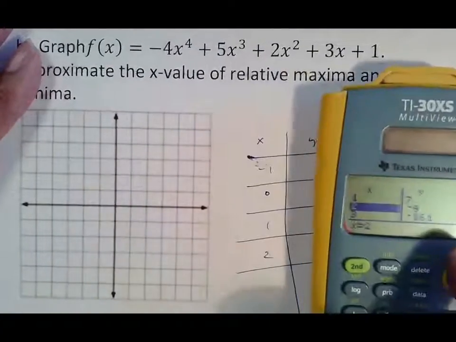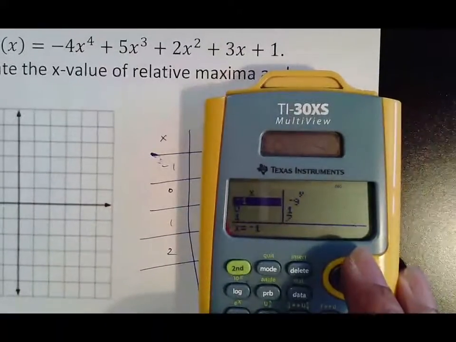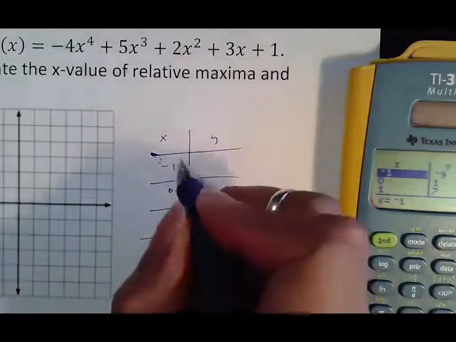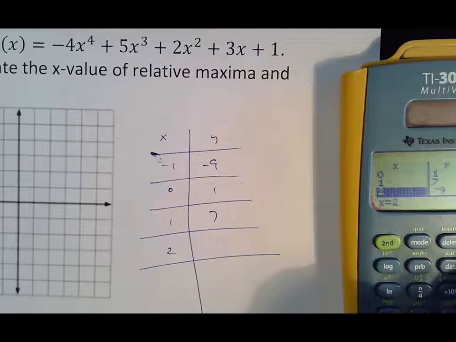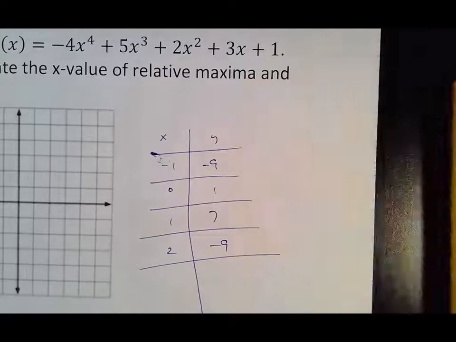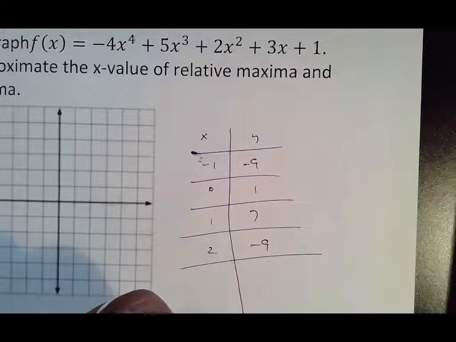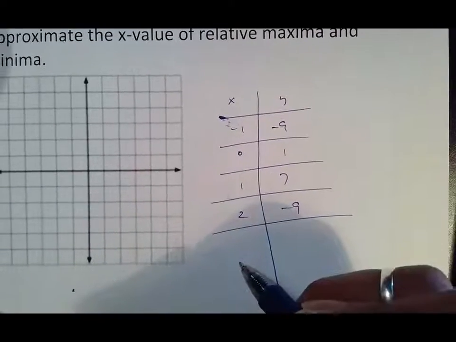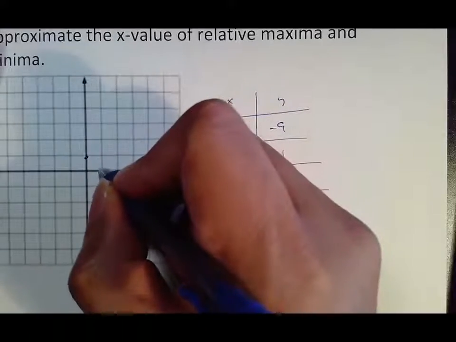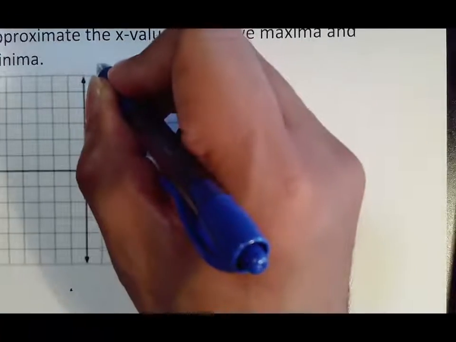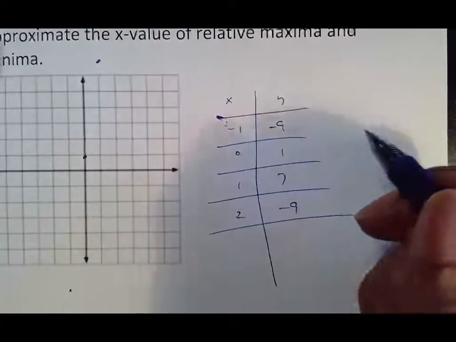Using those numbers that we have: -9, 1, 7, and -9. So again, -1 would be a -9, which means it'll be a dot somewhere off the screen. 0 is at 1. 1 is at 7. 1, 2, 3, 4, 5, 6. That's not too far off the screen, so I'll actually count that one.